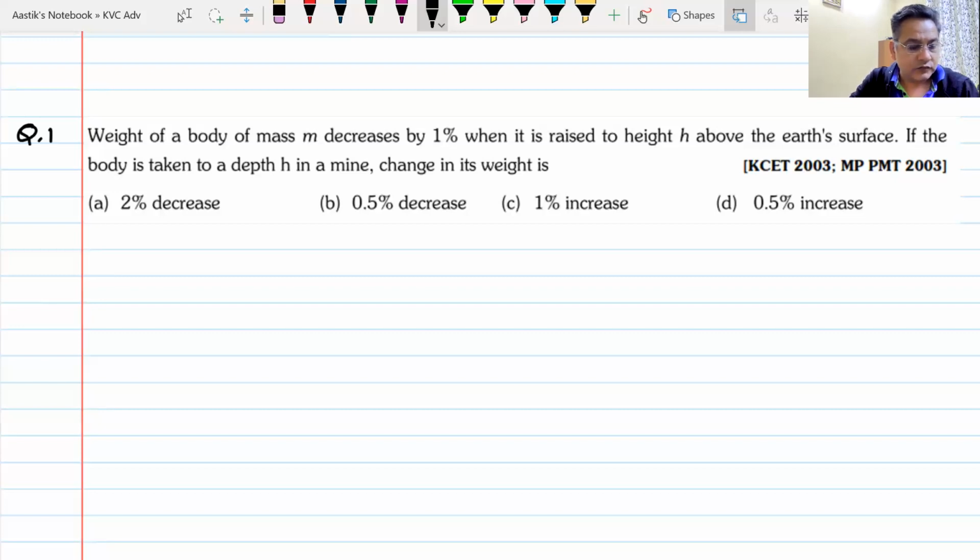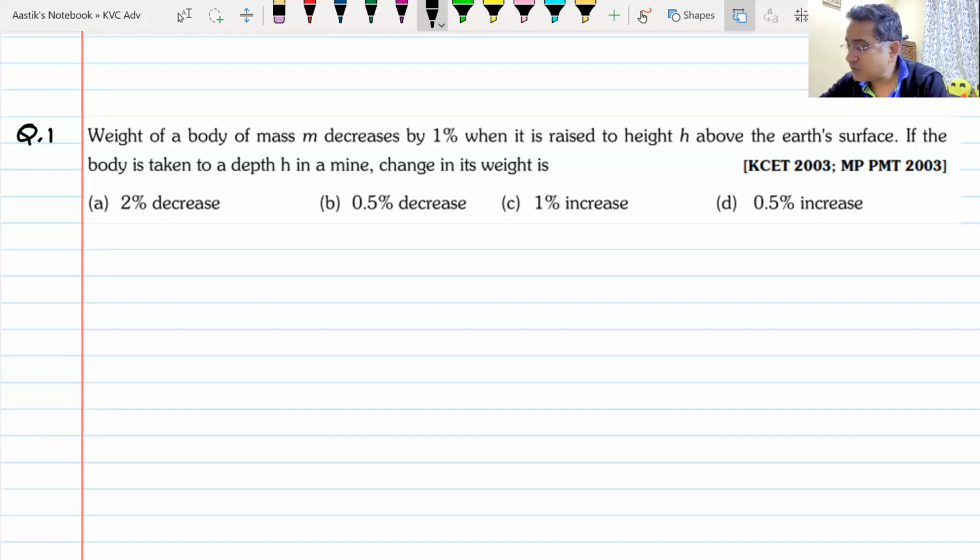D is equal to 2H, then 2H by R into 100%. We have already seen that the variation in height is 2 times the variation in depth. So when it is raised to a height, it goes by 1%.